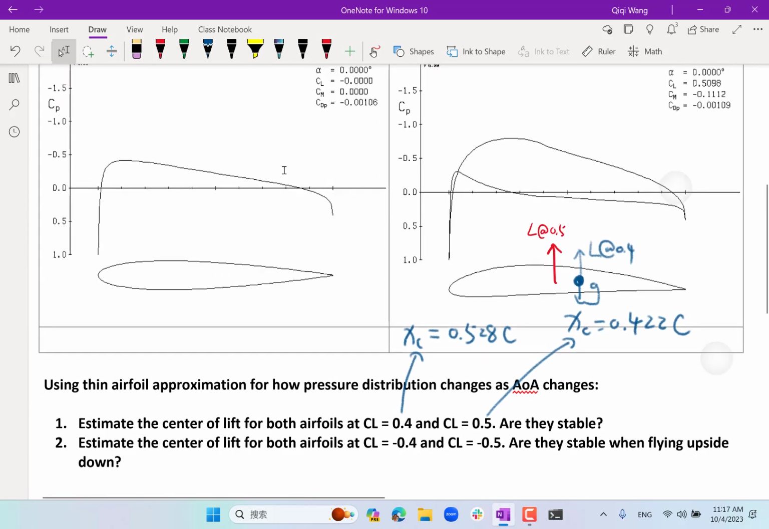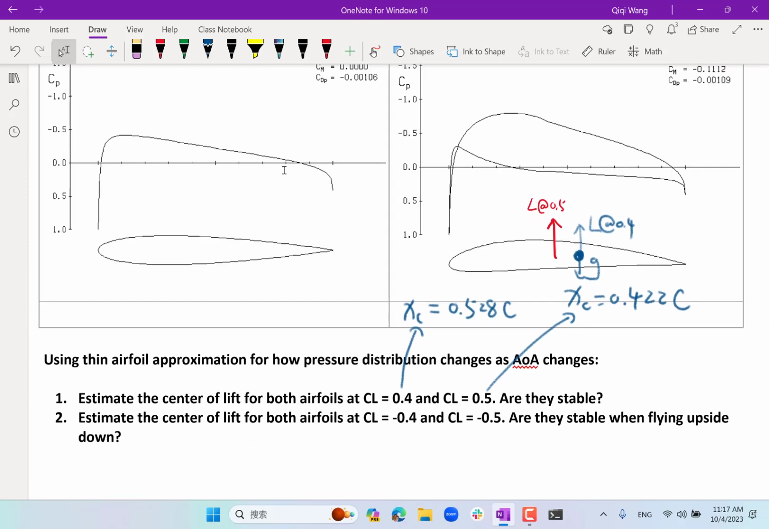All right. So that tells us how to analyze stability of airplanes. If, as I increase my angle of attack, the center of lift shifts upstream, then it's unstable. On the other hand, if the center of lift shifts downstream, I get a stable configuration.